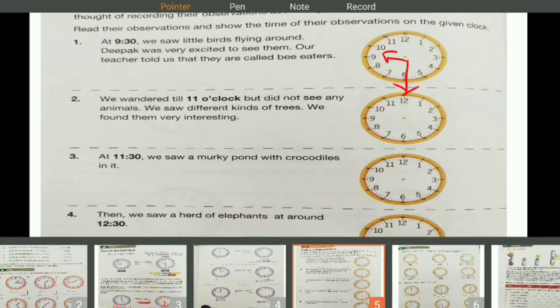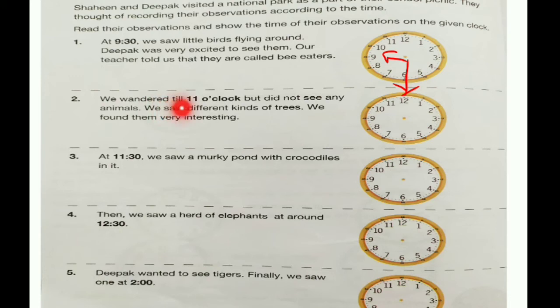Next question. We wandered till 11 o'clock but did not see any animals. We saw different kinds of trees. We found them very interesting. We means Shaheen and Deepak. They both visited a national park and they are recording their observations here. Okay, till 11 o'clock they wandered, but they did not see any animals. They only saw different kinds of trees.